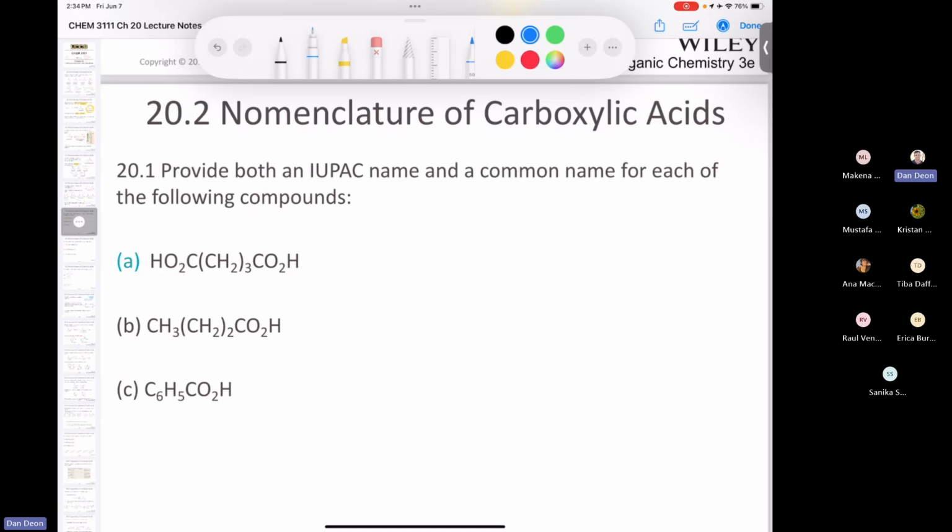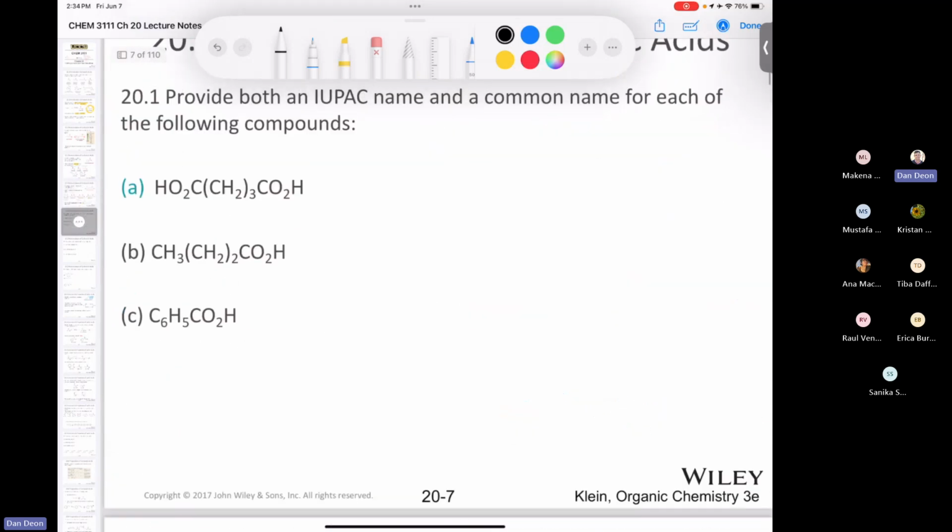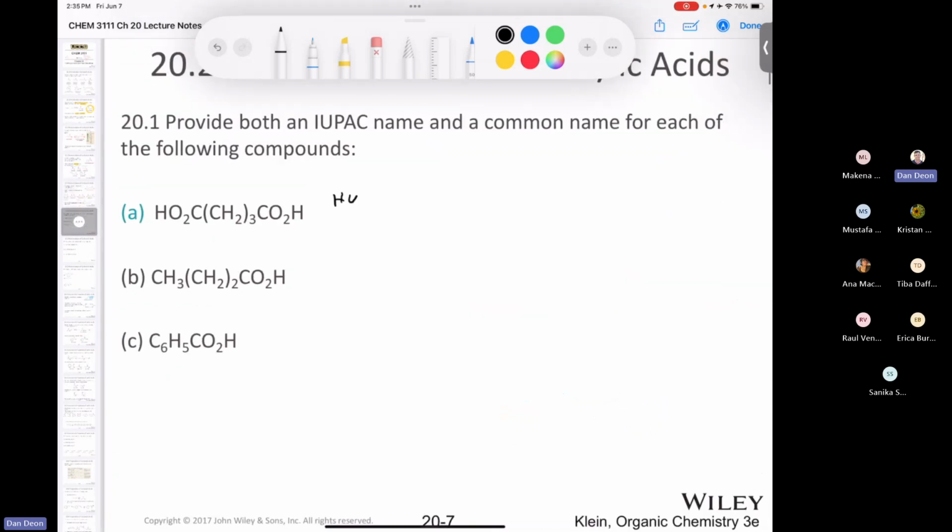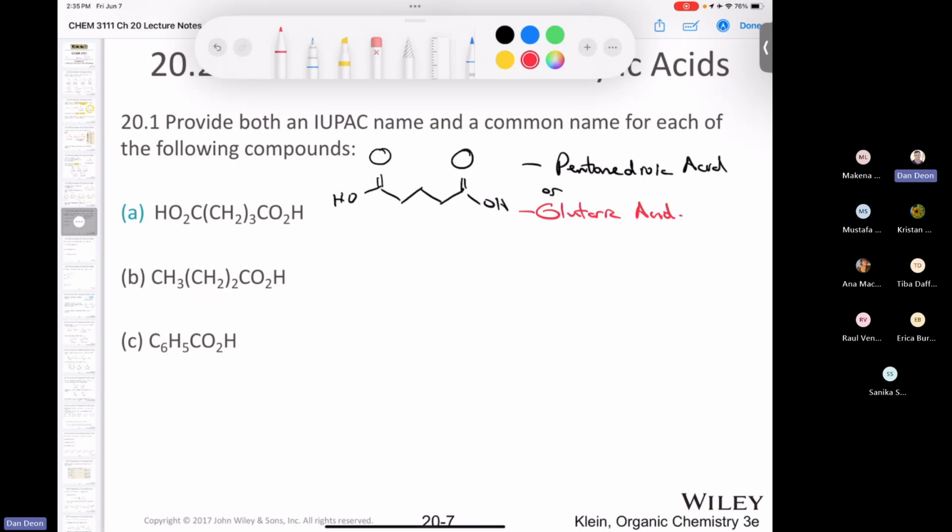So the first one's got a total of 5 carbons in it. So you don't really need my help for this one. Let's do it like this. Okay, so we've got 1, 2, 3, 4, 5. These are on the last slide, so you could call it pentanedioic acid. Or you could call it glutaric acid.